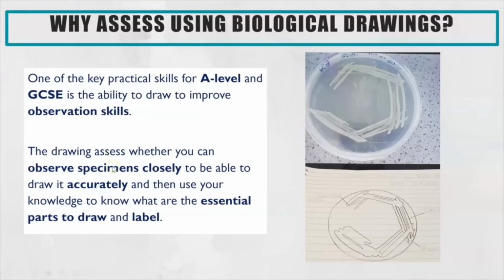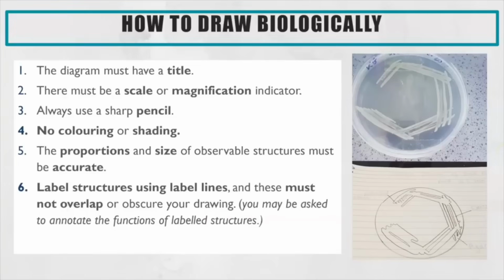So the drawing is to assess whether you can really observe your specimen closely to then draw it accurately, and can you use your knowledge to demonstrate what are the key important features of what you're observing, because you don't literally need to include every single part of this diagram and all of these small tiny dots. You just need to be able to demonstrate the key structures so that you are able to show the key points. Also, it's so that you can show that you can label and annotate the diagram as well, which also demonstrates your knowledge.